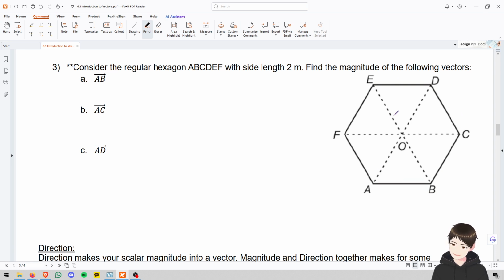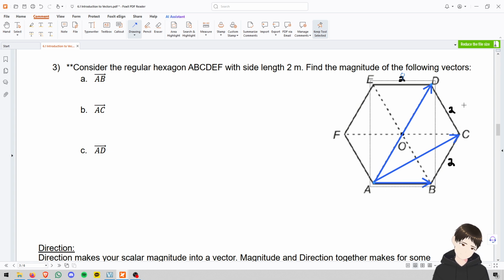Consider a regular hexagon, A, B, C, D, E, F. The center is O. The side length is 2. So that's a 2, that's a 2, that's a 2, so on and so forth. Find the magnitude of the following vectors. AB. Find the magnitude of AC. And then find the magnitude of AD. Okay. So there we go. If you could pause the video, please, and no more than 5 minutes. Go.